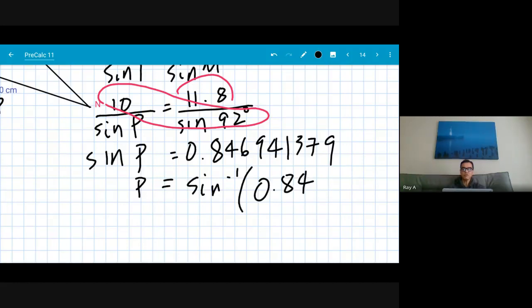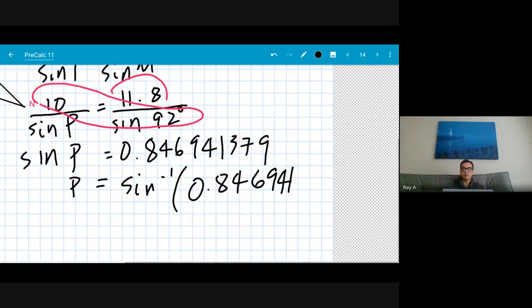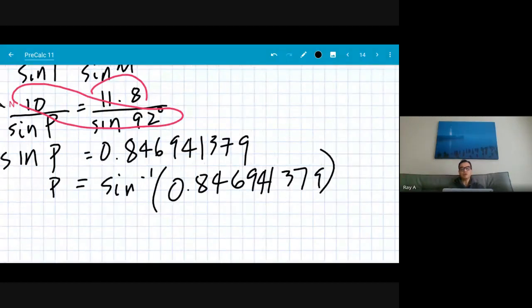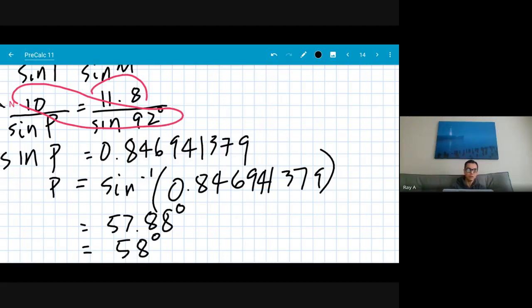If you still have that number on your calculator, if you did not clear the screen, all you need to do is press second sine or shift sine. If you're doing it correctly, you would have gotten 57.88 degrees, or it rounds off to about 58 degrees. So that is the measurement of angle P.